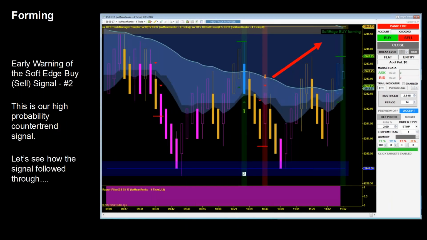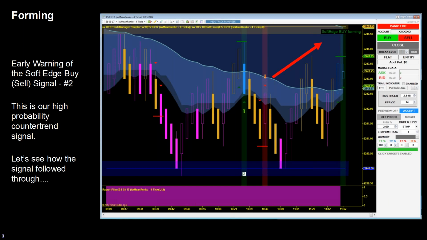The second high probability signal is what we call a soft edge buy or a soft edge sell signal. And this is actually our counter trend signal. A lot of people are surprised to learn that we actually have counter trend signals. Everybody believes that you should only stay with trend, and that's true. You should stay with the trend as long as possible.